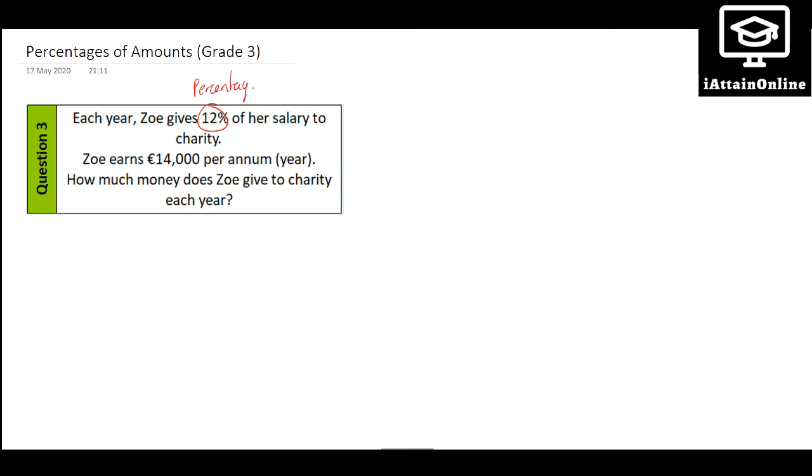And the amount that represents 100%, the whole, is 14,000 euros. So we're basically trying to find 12% of the whole of that 14,000.